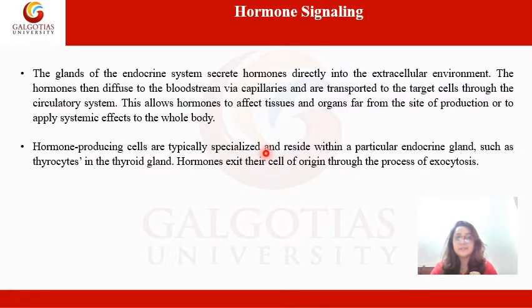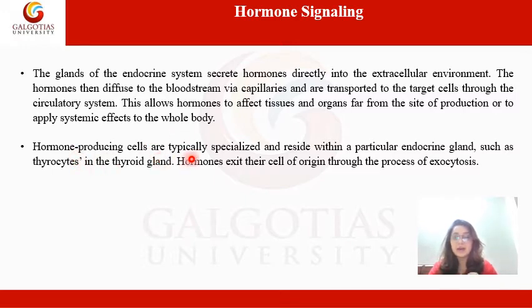About the steps involved in hormonal signaling. The glands of the endocrine system secrete hormones directly into the extracellular environment. The hormones then diffuse into the bloodstream via capillaries and are transported to the target cells through the circulatory system. This allows hormones to affect tissues and organs far from the site of production or to apply systemic effects to the whole body.